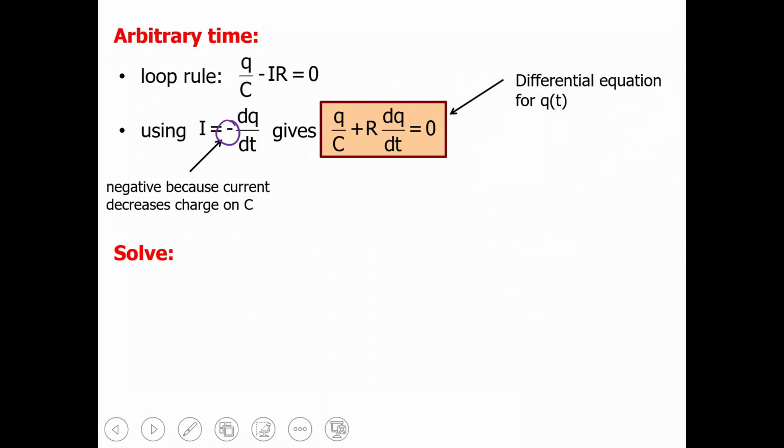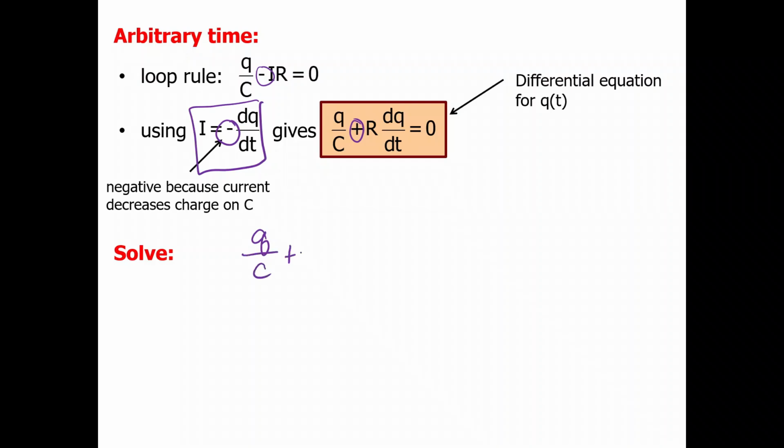So what ends up happening is that our I is inherently negative. You put that negative in here and it switches to a positive, because we're decreasing over time. So we tend to use that dq dt to represent the magnitude of the rate of change, and we add the negative in ourselves. So when we go to solve this one, it's actually not as bad. So we have q over c plus r dq dt is equal to 0.